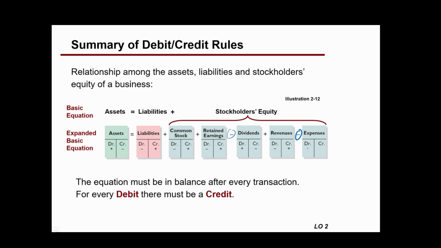Expenses and dividends, if you remember, because they decrease. So an increase in dividend will decrease stockholders' equity. The effect will be the opposite. As a result, a credit to expenses will decrease it. A debit to expenses will indicate an increase in expenses.